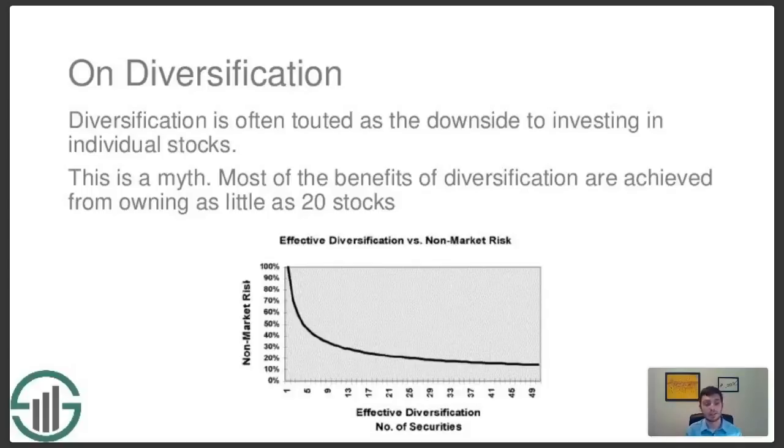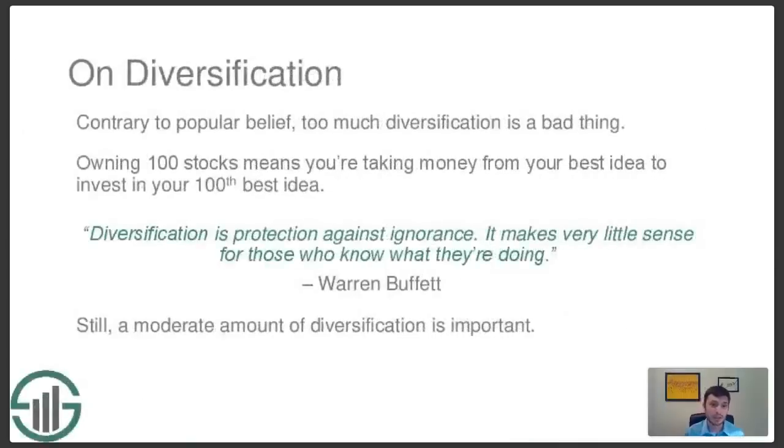But on the flip side of this, you are getting almost all the benefits of a 500 or 5,000 stock portfolio with holding a portfolio of 20 to 30 stocks. And that's important to remember. Too much diversification is a bad thing. When you own 100 stocks, you're taking money from your best idea and putting it into your 100th best idea. I mean, for me, if I'm deciding what I want to do with my time, I don't say, okay, well, what's the 100th best thing I can do with my day-to-day? You focus on your best ideas. It's the same with investing.